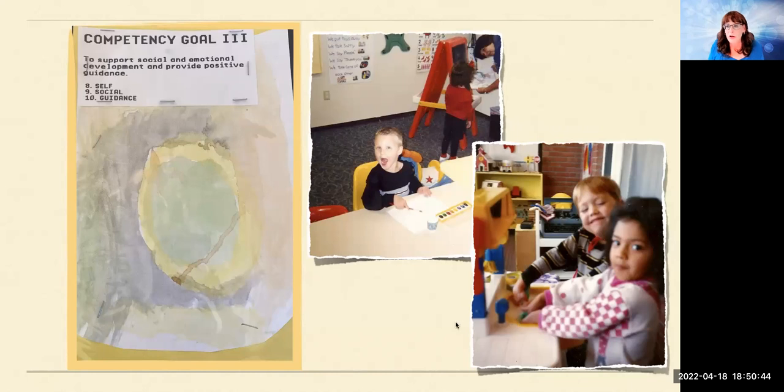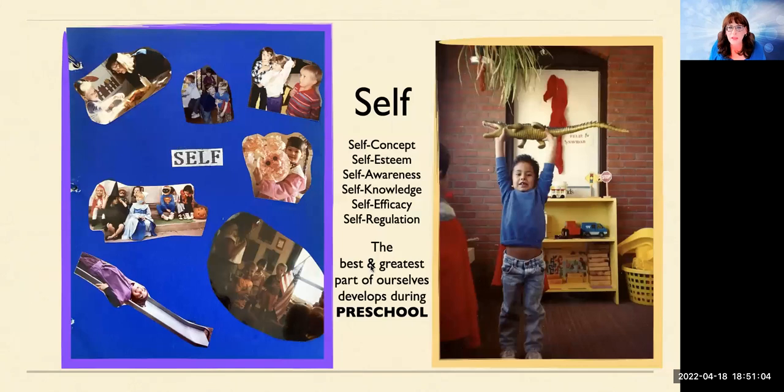So here we are, competency goal. I'm not sure because the screen is in the way here. This is our competency goal 3 for me. It was self-esteem, social, and guidance. And so here I have some images of kids painting and playing in the playhouse. So self-concept, self-esteem, self-awareness, self-knowledge, self-efficacy, and self-regulation, these all go together.